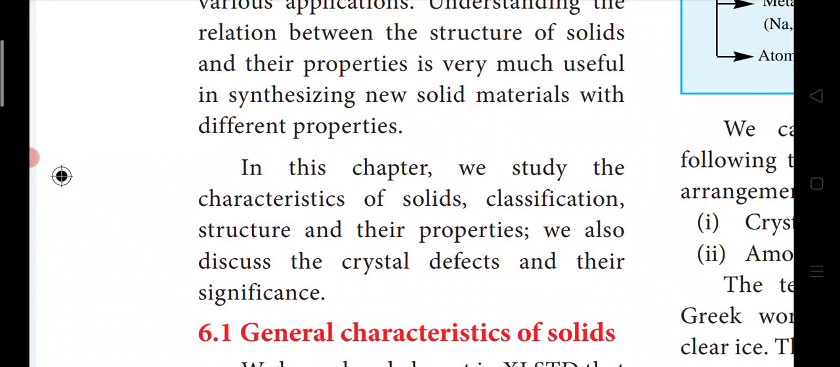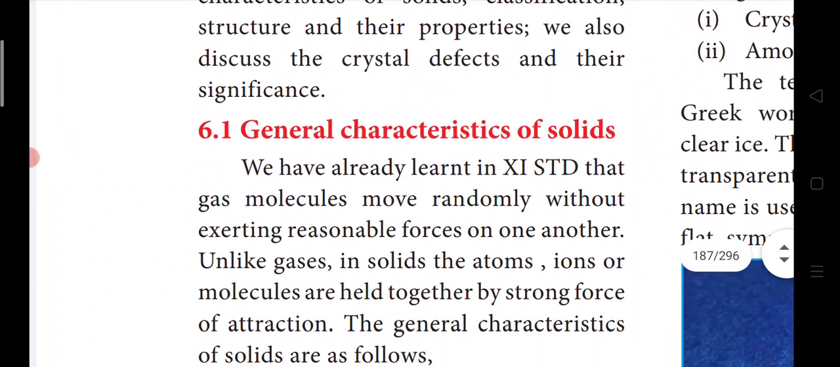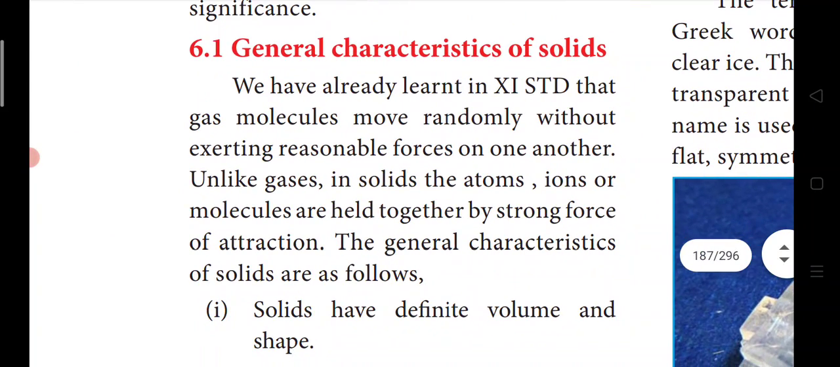We study the characteristics of solids, classification, structure and their properties. We also will see the crystal defects and their significance. So, moving on to the general characteristics of solids.